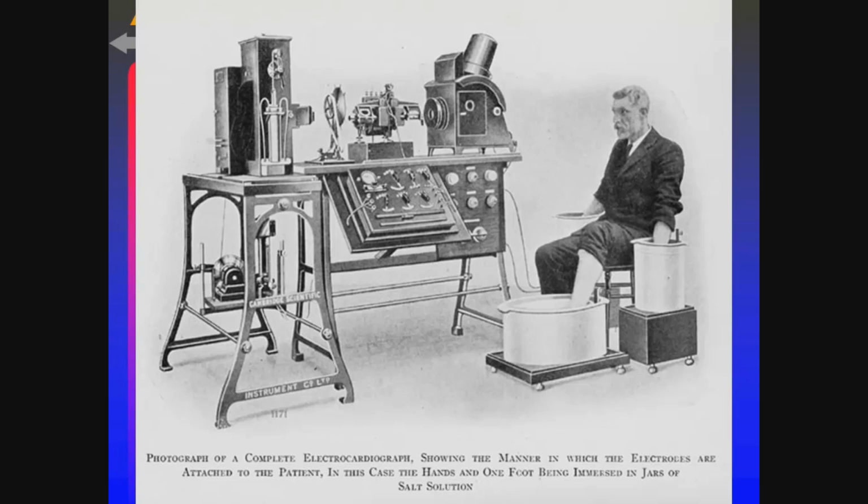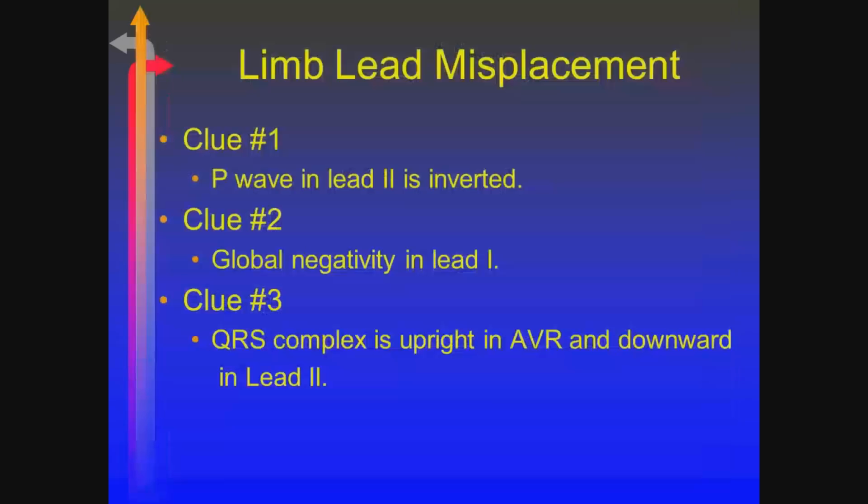And there's Einthoven. Now that's one way to do an EKG: put your legs and arms in a bucket and measure the electrical current. Kind of a weird way.